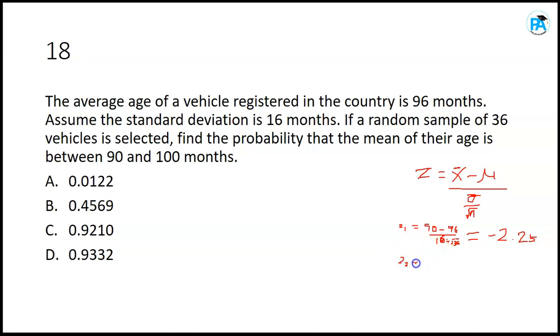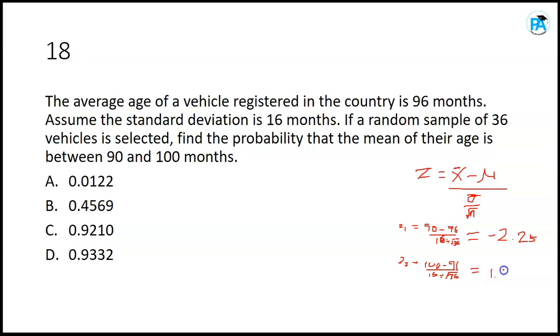Then you also find z2. Okay, z2 will be what? You take the second x bar. 100 minus 96, divided by 16 divided by root 36. So that gives you positive 1.5.